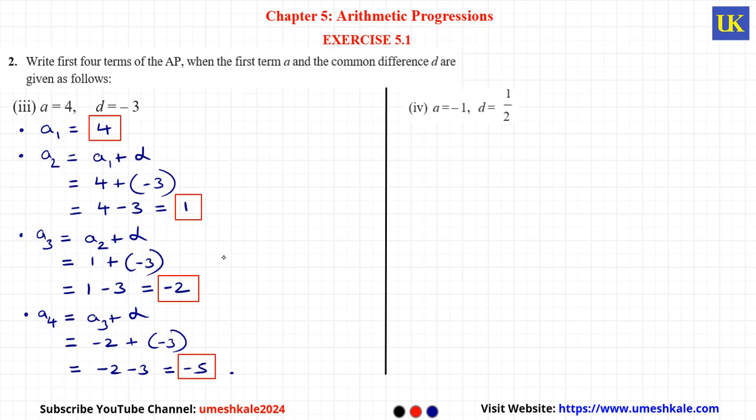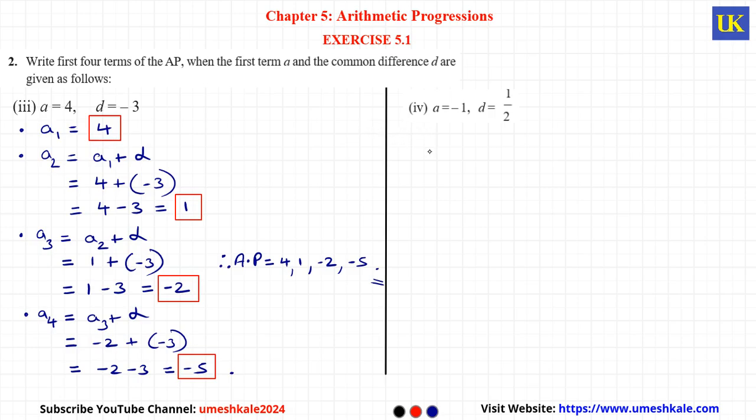So here we will write our answer. So the AP is 4, 1, minus 2 and minus 5. So this is our final answer. Now we'll see the fourth sub question.